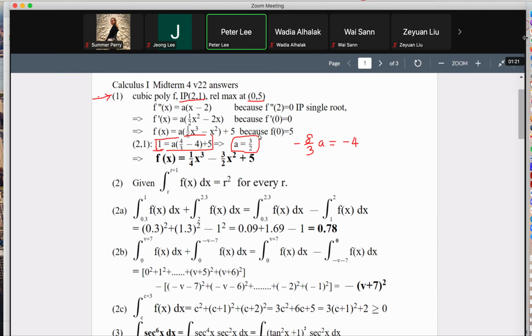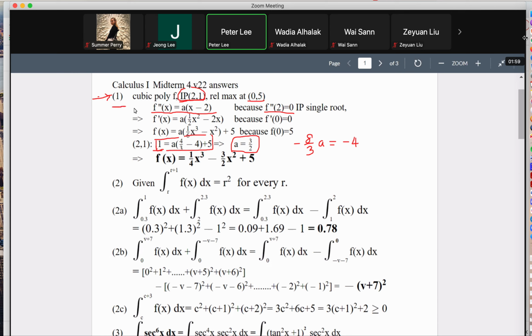So because we have this information about this inflection point at (2,1), that means the second derivative is actually 0. And therefore, we can actually start from the second derivative. f double prime is going to be a times (x minus 2). We know that x equals 2 must be a zero of the second derivative and must be a single root. And this is a cubic polynomial. The second derivative must be a linear function. And therefore, the second derivative can only be a times (x minus 2).